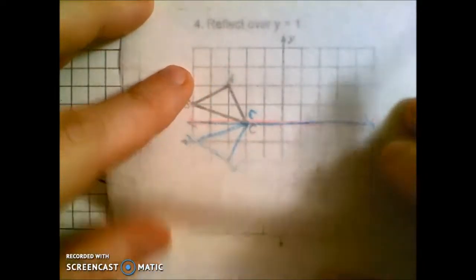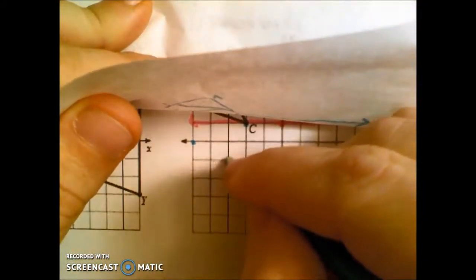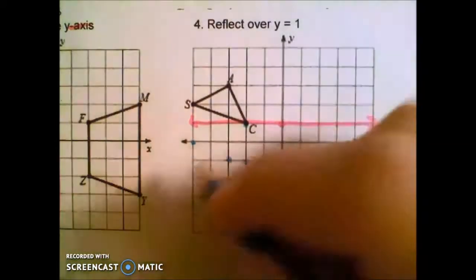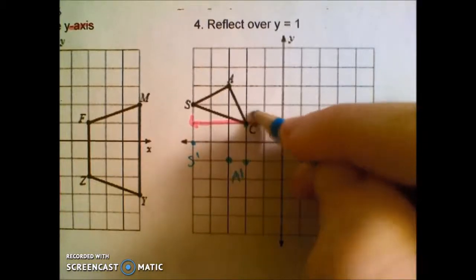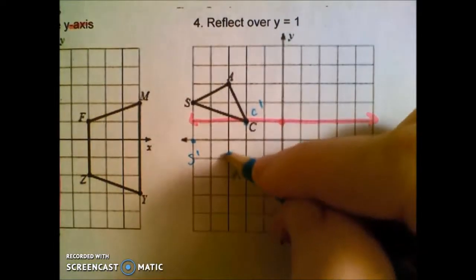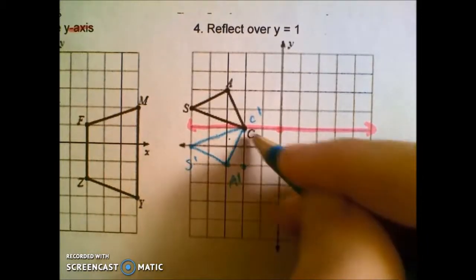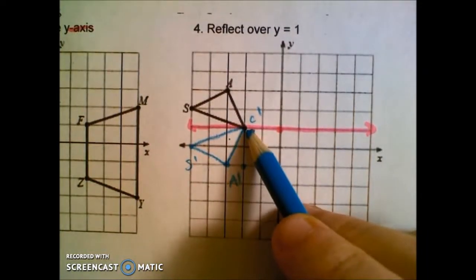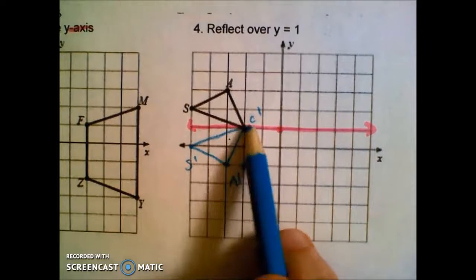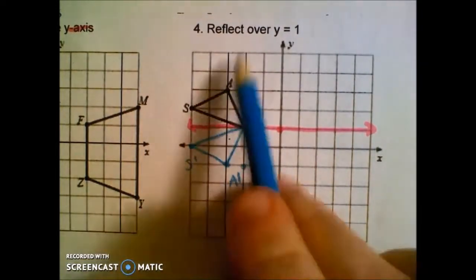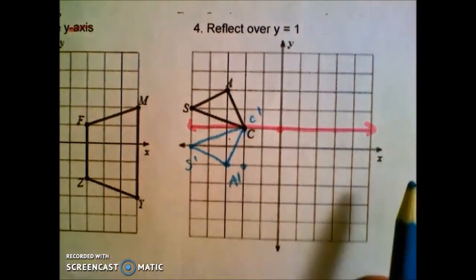My mistake. A prime is right here. We have S prime and C prime. And then we can connect those points to make our image. Note that C and C prime are in the same spot because C is on the line. In any reflection, any points that are on the line will not move after the reflection, and they're called fixed points.